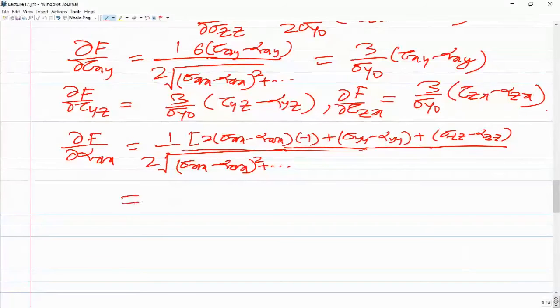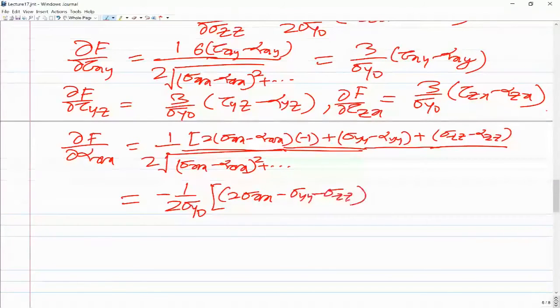So then you can write this as, let me write it as minus sign, let me take common throughout, so I can write minus 1 upon 2 sigma y naught, and then inside I can have twice of sigma xx minus sigma yy minus sigma zz and minus twice of alpha xx minus alpha yy minus alpha zz. You can check this, that is what you will get.